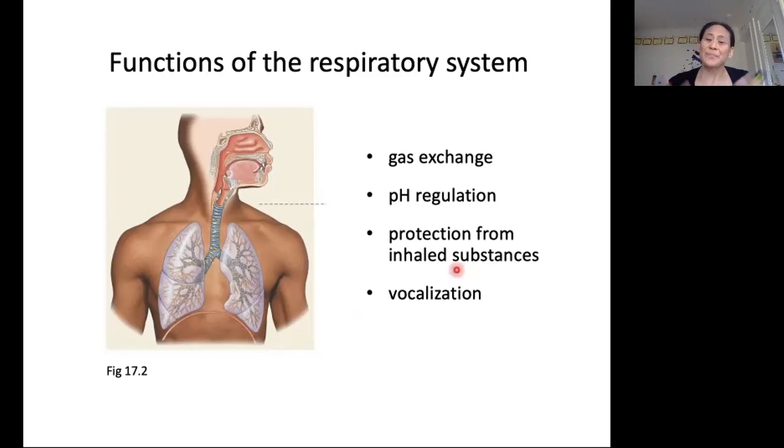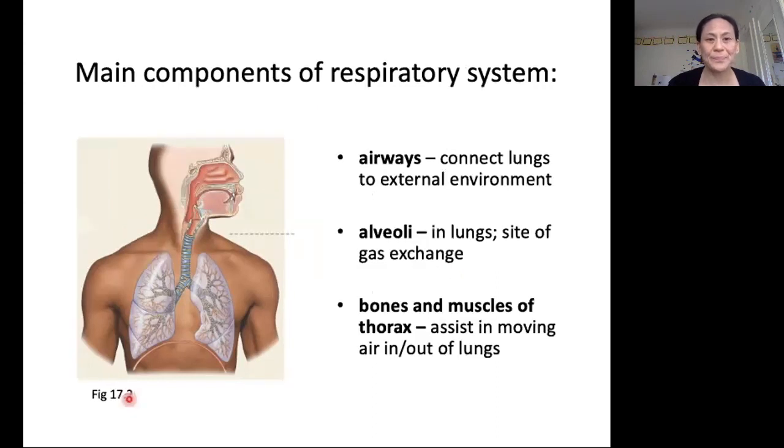Okay, so in this unit on the respiratory system, we're going to first talk about the process of getting air into and out of our lungs. That's called ventilation. And then in the latter half of the respiratory system unit, we're going to be talking about gas exchange, how gas exchange happens at the lungs and at the tissues in our bodies.